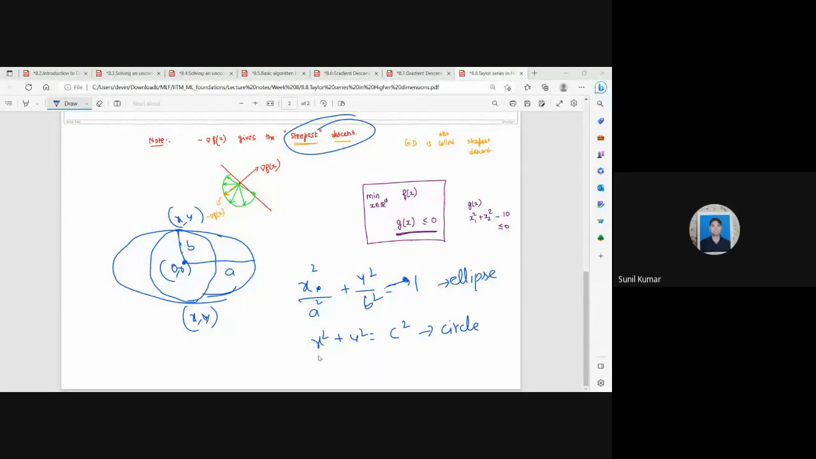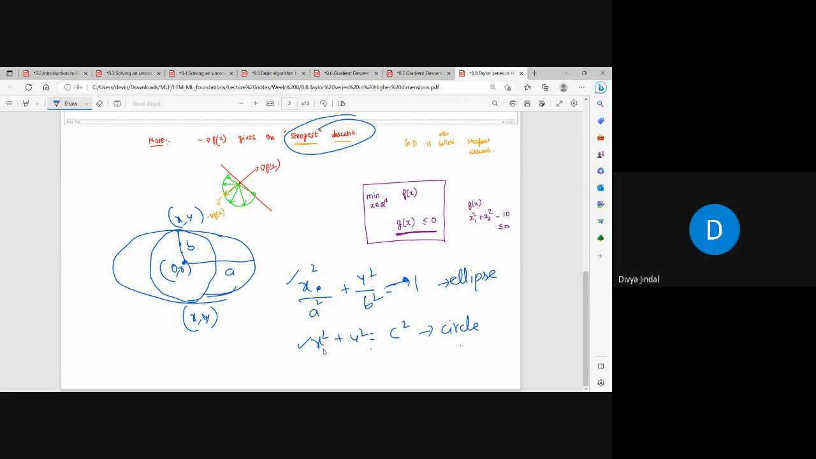What are x and y? If x comma y is a point on the ellipse, then it should satisfy this condition. If x comma y is a point on the circle, then it should satisfy this condition. Okay? Is this clear?